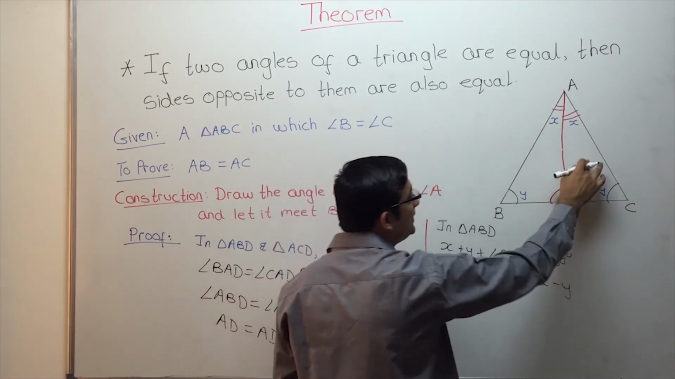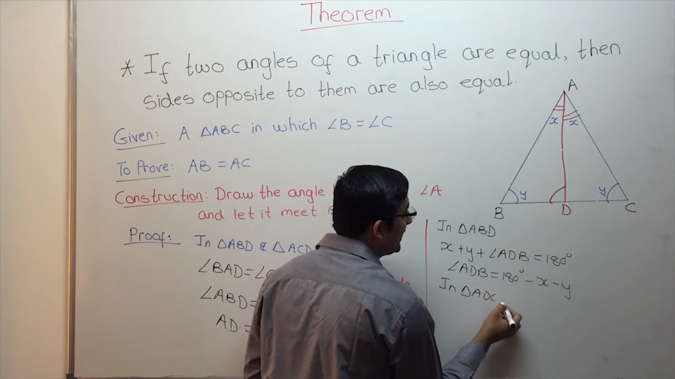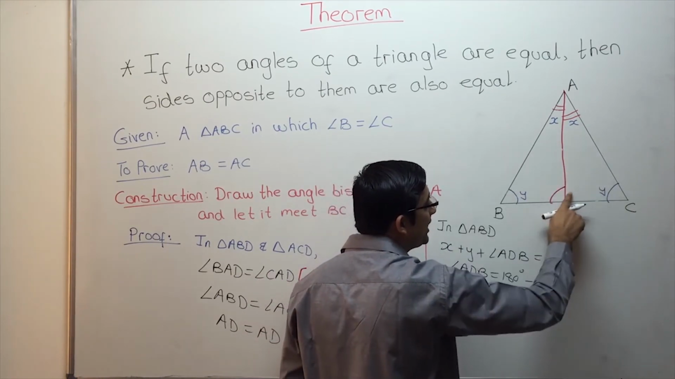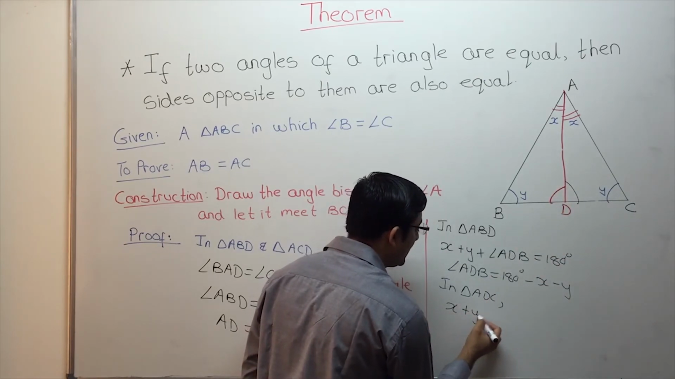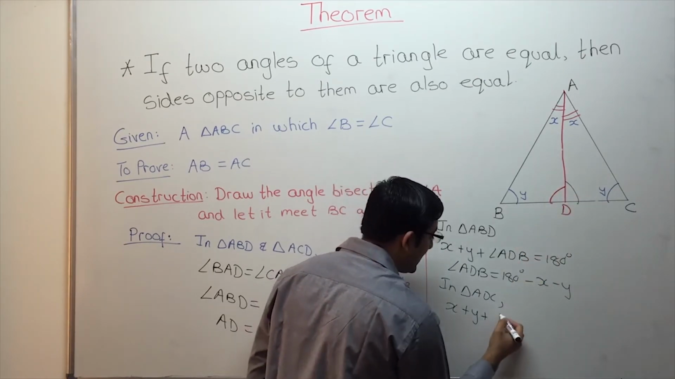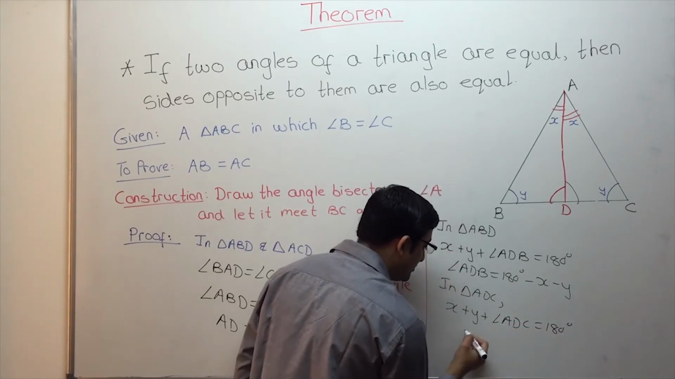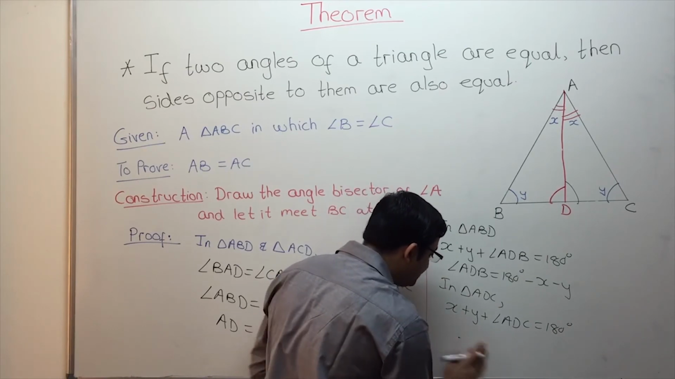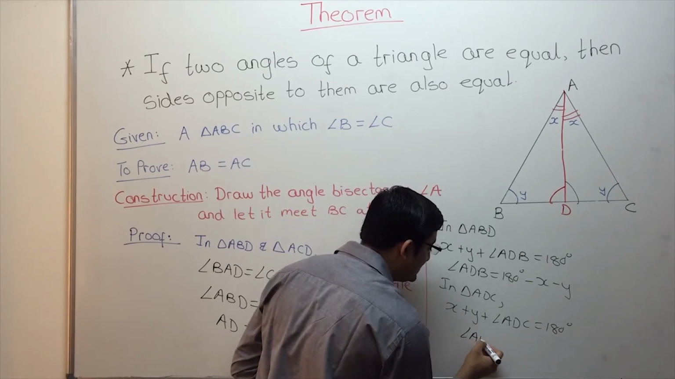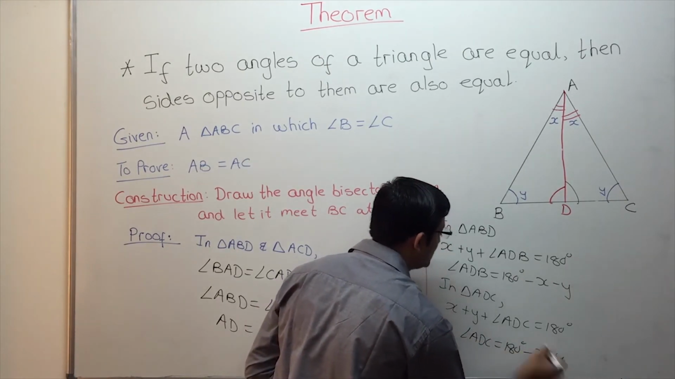Correct? Similarly, in this triangle, that is in triangle ADC, apply the angle sum property. So we have X plus Y plus what is this angle? Angle ADC is equal to 180. Angle sum property. So what is angle ADC? It is 180 minus X minus Y.